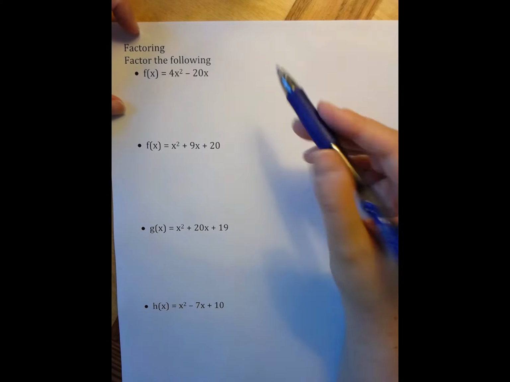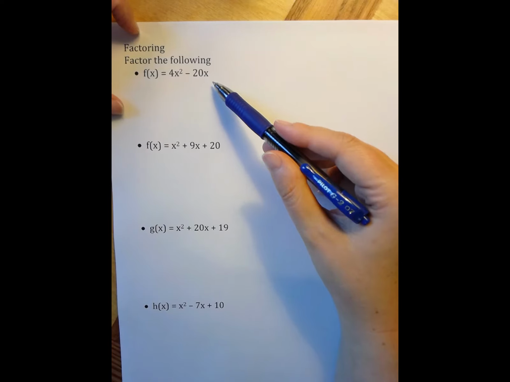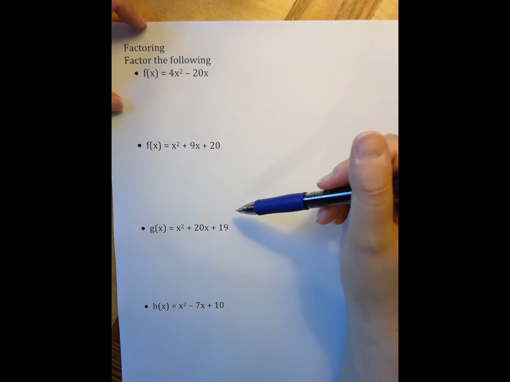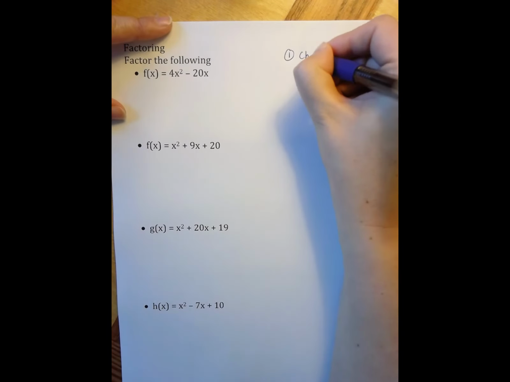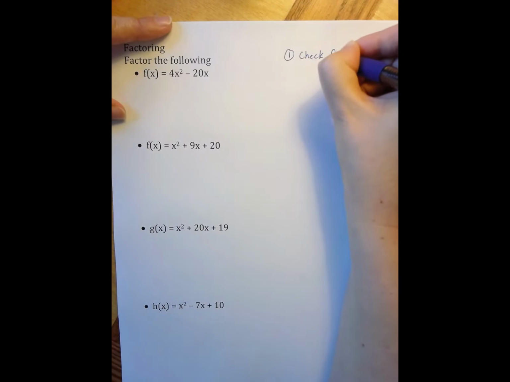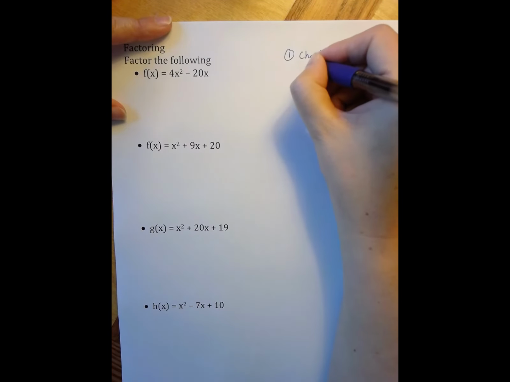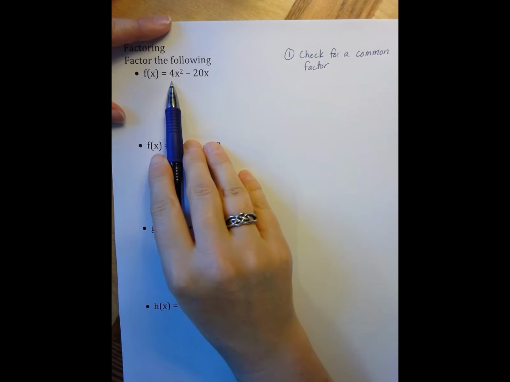So the first kind of factoring I'm going to do is not necessarily the kind that you're going to see very often in the module, but I want to be sure that we understand that the first step I always do when I'm factoring is to see if there is a common term. So, one, check for a common factor. So in my first example, my common factor is a 4 and an x.